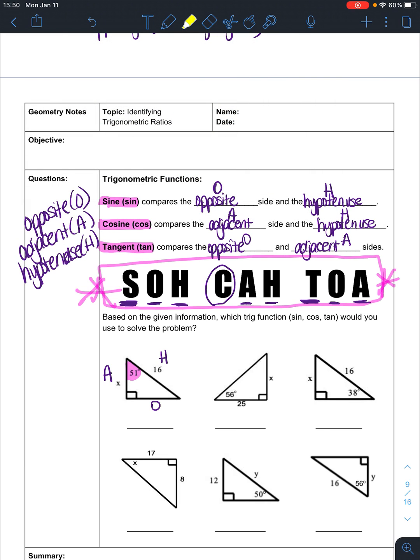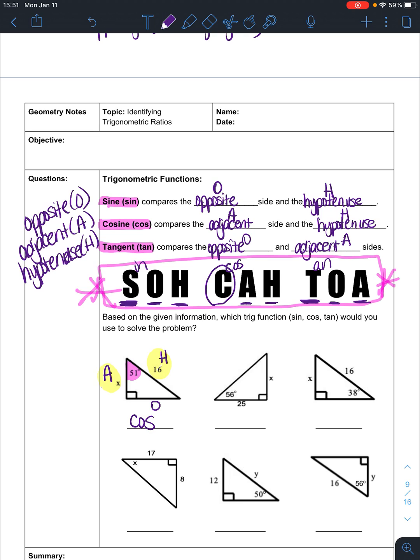Now, here's what you have to do. You have to decide, would you use sine or cosine or tangent based on what you have. So what I've been given uses A and H. So if you go back to your SOHCAHTOA, A and H is CAH. So if you use A and H, that uses cosine. So if you want to make a little note up here, cosine, that'd be sine and that'd be tangent. So if you have A and H, you're going to use cosine. So that's all you need to write.